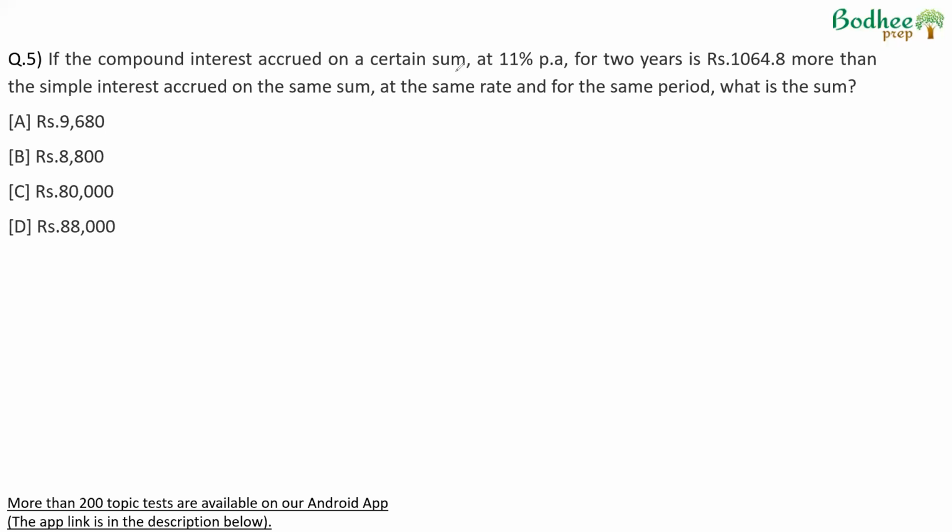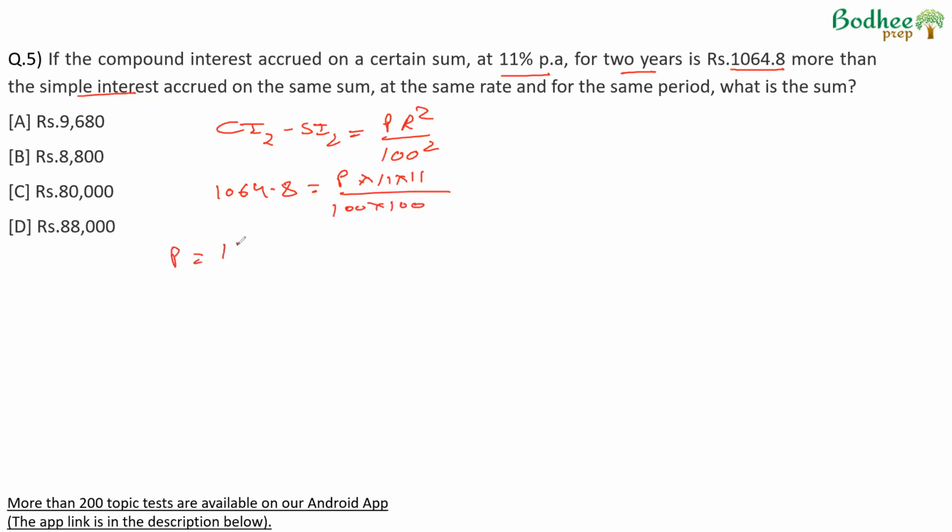If the compound interest accrued on a certain sum at 11% per annum for 2 years is 1064.8 more than simple interest on the same sum, same rate, same period, what is the sum? Basically, we are looking at the difference between SI and CI for 2 years, which is given by PR squared upon 100 squared. The difference is 1064.8, and we have to find the principal. R is 11, so the required P is simply 1064.8 into 100 into 100 upon 11 into 11.